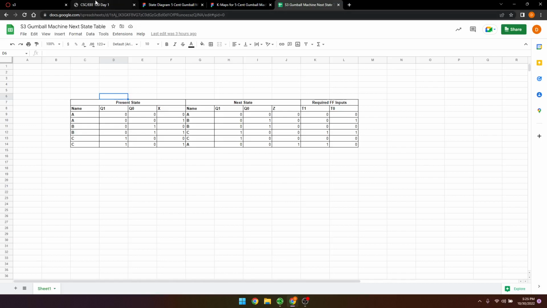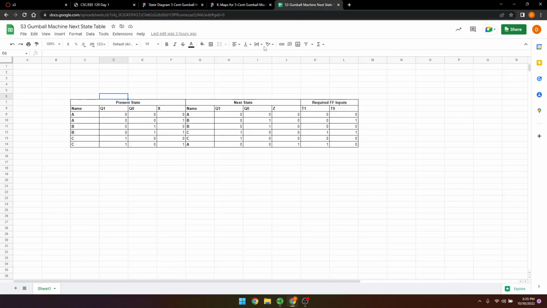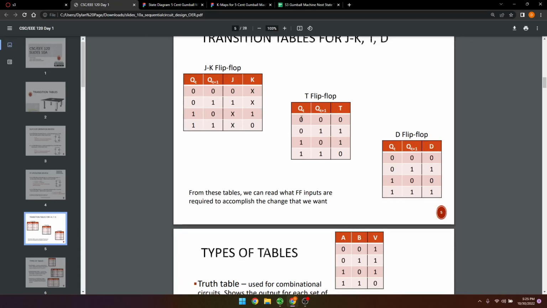And so I guess I could just give a couple examples. So in the T flip-flop, we have Q of T and Q of T plus 1. So you could say Q1 is equal to QT, and then Q1 from the next table is equal to QT plus 1. And if Qt is 0 and Qt plus 1 is 0, then T is 0. And so forth, et cetera, down the chart.